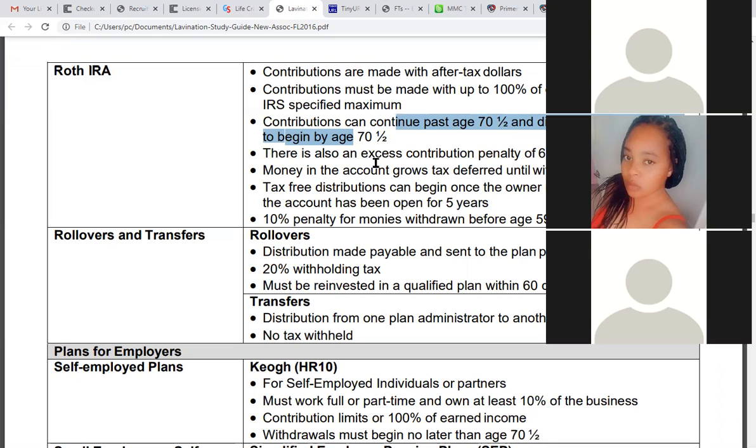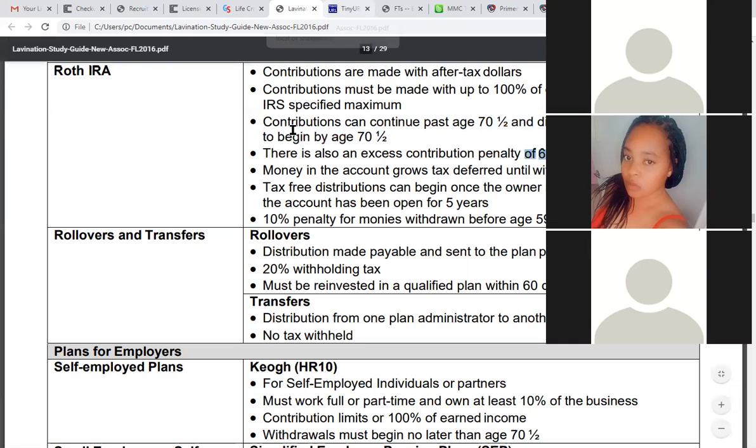So there is also an excess contribution. If you put in more than you're supposed to, 6%. Like the 6,000 I was explaining earlier, it also applies here. Tax-free distribution if you wait until 59 and a half and the account has been open for at least 5 years. But if you go to it before that, they're going to charge you a 10% penalty. Any questions?